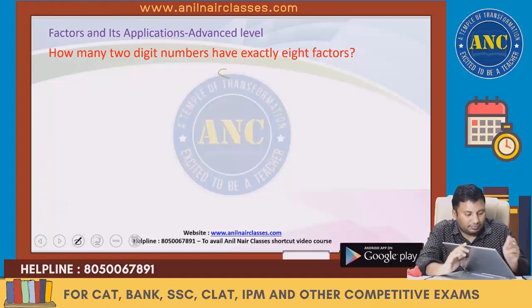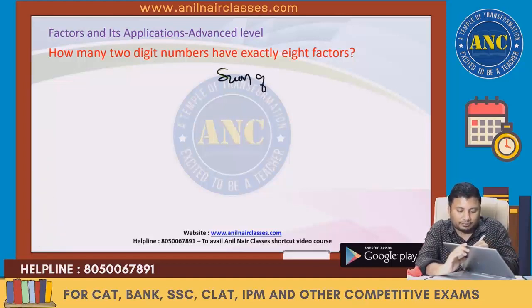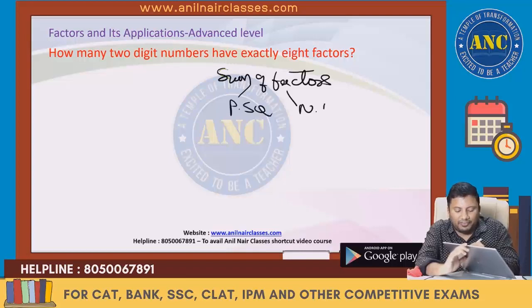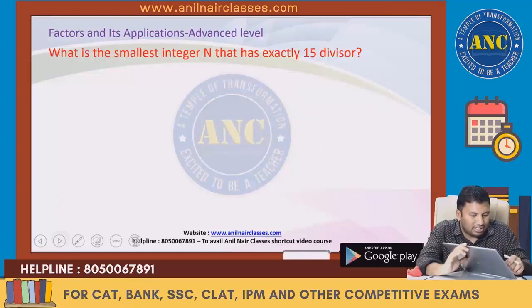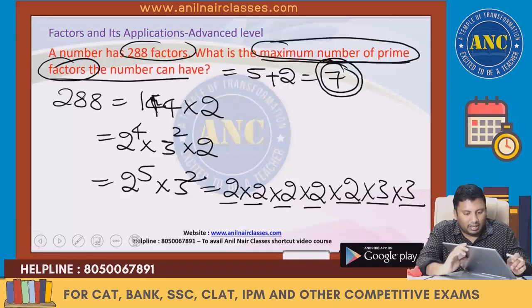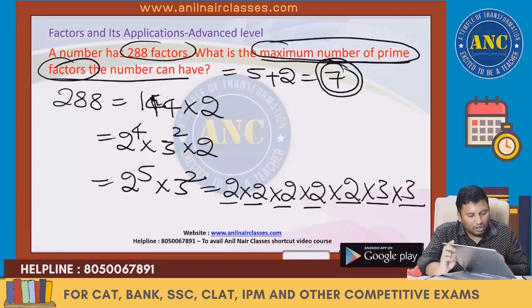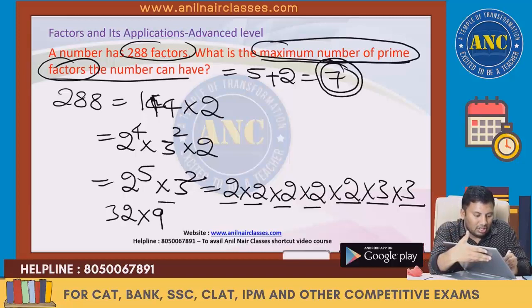We discussed the sum of the factors which are perfect squares, the sum of the factors which are non-perfect squares, total minus this one. Then we discussed the sum of the reciprocal of the factors. One minute, I think Ramya is telling the number I took, the number is 288. 288 is, answer is 9. 2 power 5 is 32. 32 into 9 is 288.